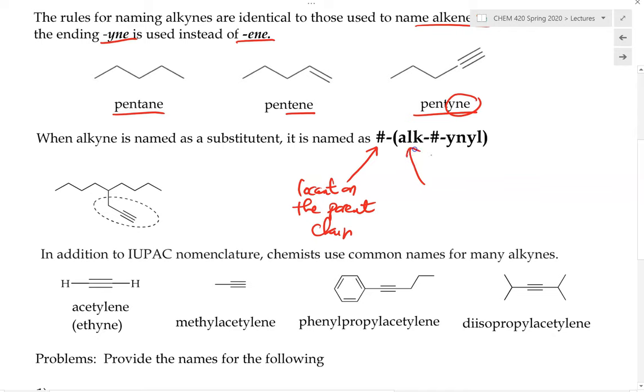And this part right here depends on however many carbons long the alkyne's substituent group would be. So this refers to the length of the carbon chain. And now this number right here is the location of the alkyne on that substituent. So this is the location of the triple bond on the substituent.